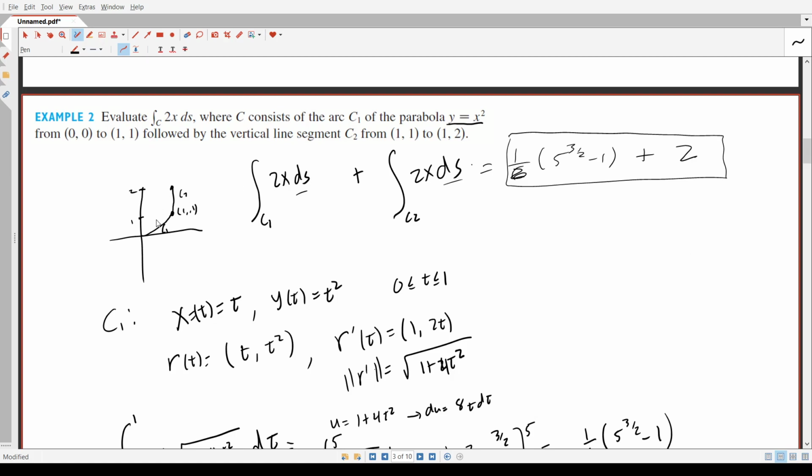Also you want to make sure that the parameterization goes in a consistent direction, right? So here I went from 0 to 1, and then I went from 1 to 2. I would have gotten a strange answer if I had gone from here to here and then jumped from here to here. That wouldn't have been correct. I would have gotten a negative here.